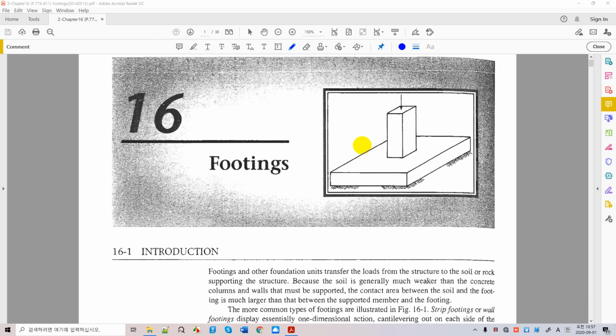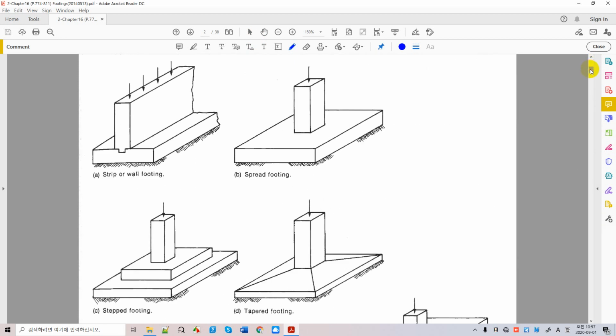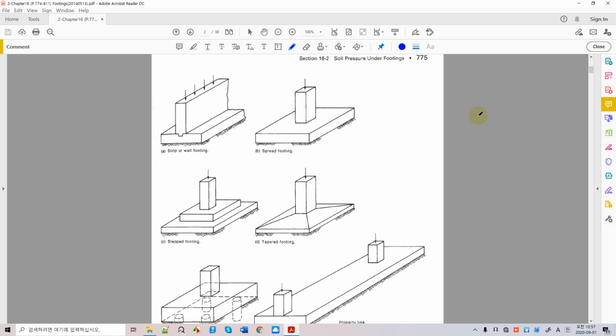Here we have two types of foundations: shallow foundations and deep foundations. We're going to start with shallow foundations for a few weeks before we move into the deep foundations. There are some types of shallow foundations, as we see over there. The first type is the simplest type of foundation, strip foundations, and spread foundations. A strip foundation is also called a wall foundation because this is a one-dimensional foundation.